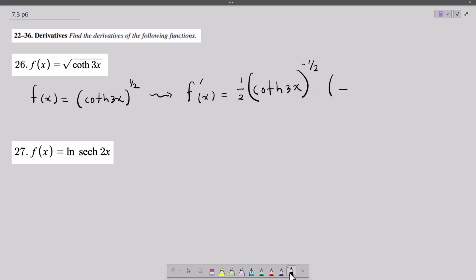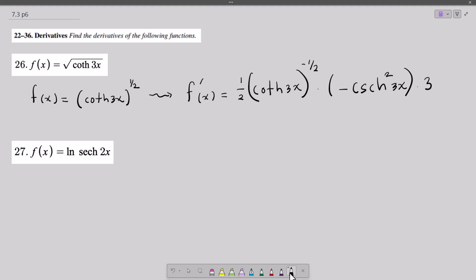Okay, so the derivative of cotangent is minus cosecant squared. So this is going to be minus cosec squared of 3x. And then the final step? Times 3. Multiply by 3, yes. We have that. So there is going to be our derivative.